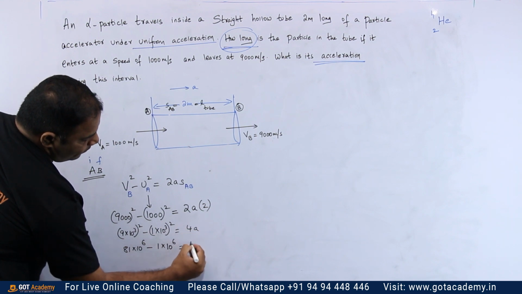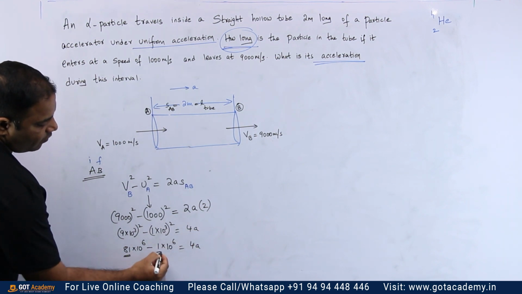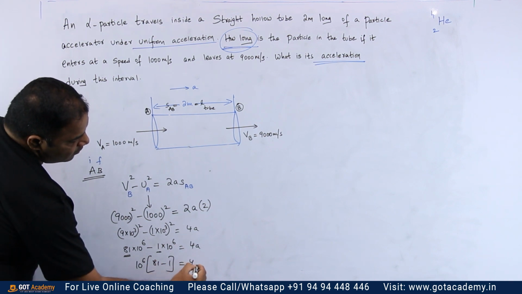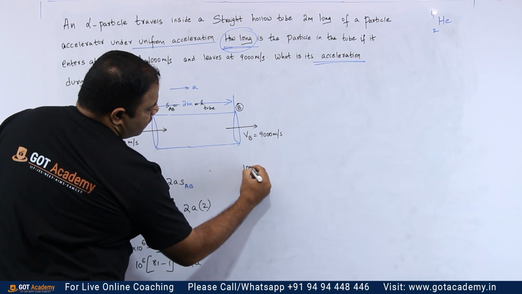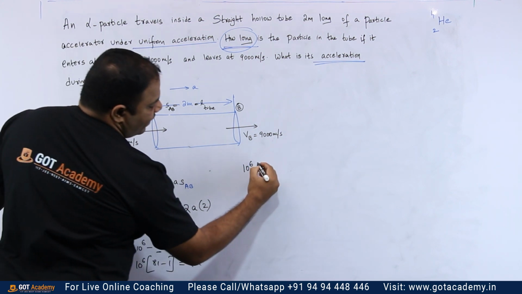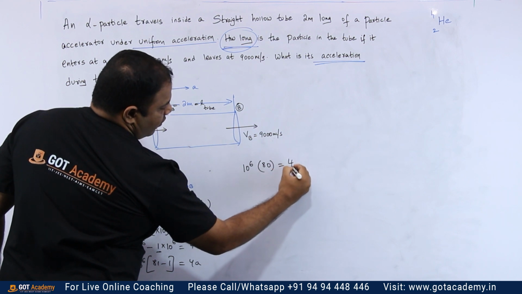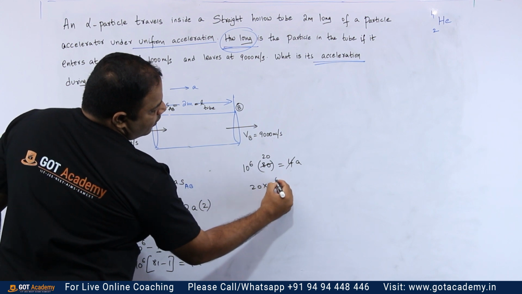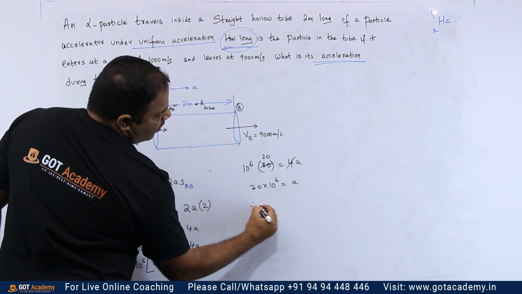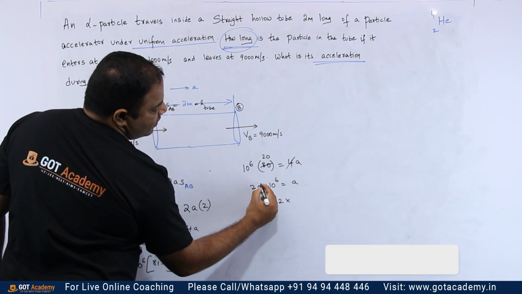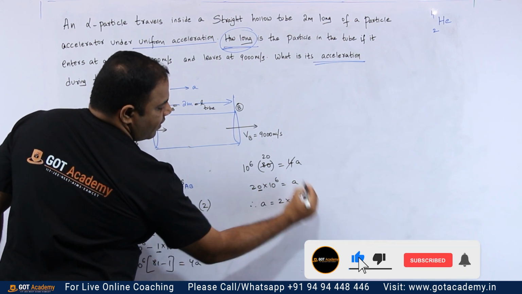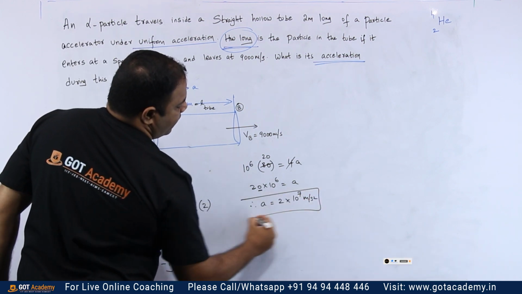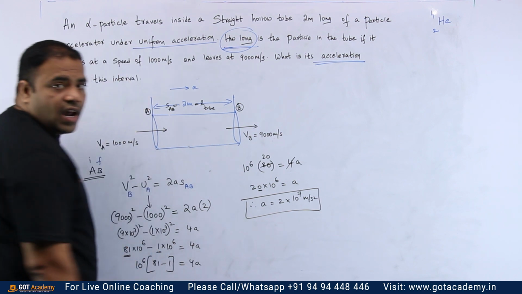So here this is 4a. Now 10 power 6 is common in both terms. So 10 power 6 into (81 minus 1), which is 80, is equal to 4a. So 80 divided by 4 is 20. What I am getting here is 20 into 10 power 6 as the acceleration, or I can write it as 2 into 10 power 7 meters per second square. Understood? Any doubts?